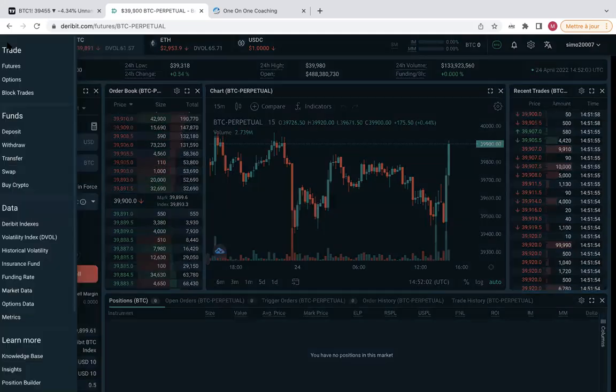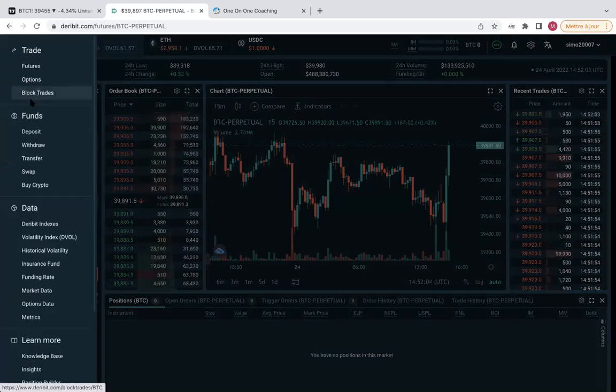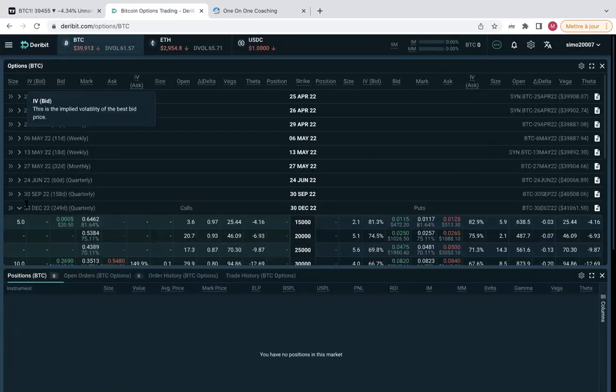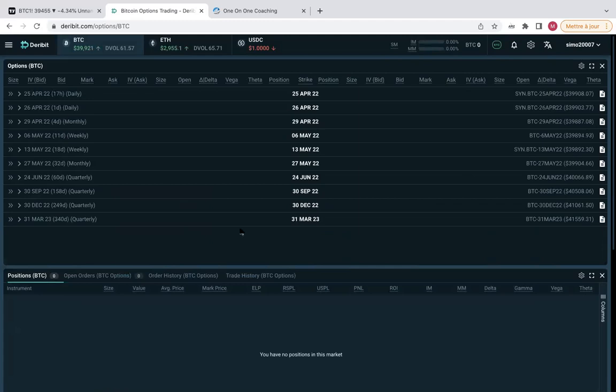Well, here derivatives, we go to block trade. First, you can go to options. Here, you have the expiry dates on that side. Let me show you.